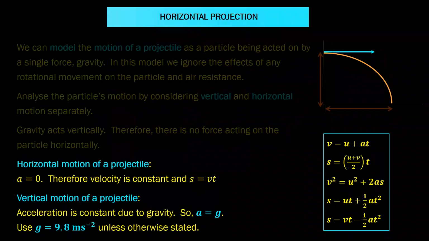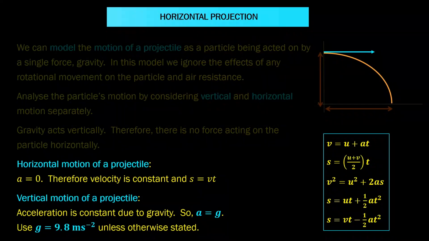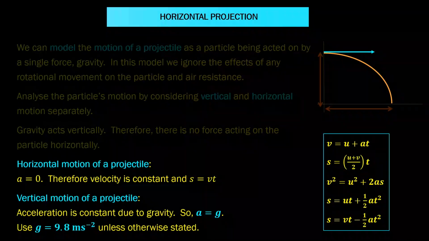Now for the vertical motion of a projectile, acceleration is constant due to gravity. Therefore, a equals g. And we're going to use g equals 9.8 meters per second squared in our calculations unless otherwise stated.